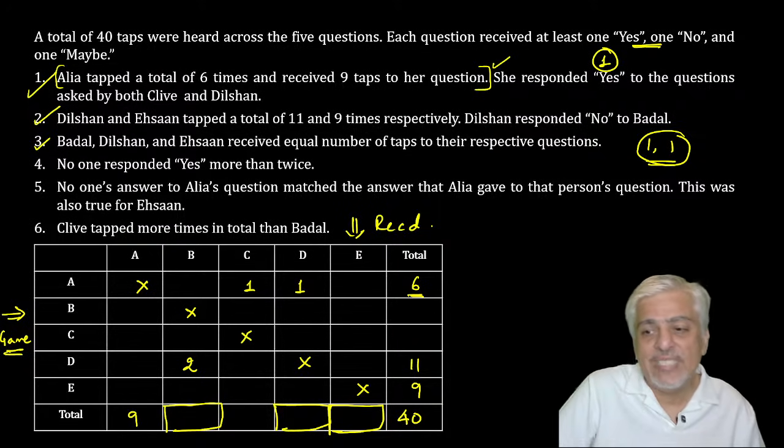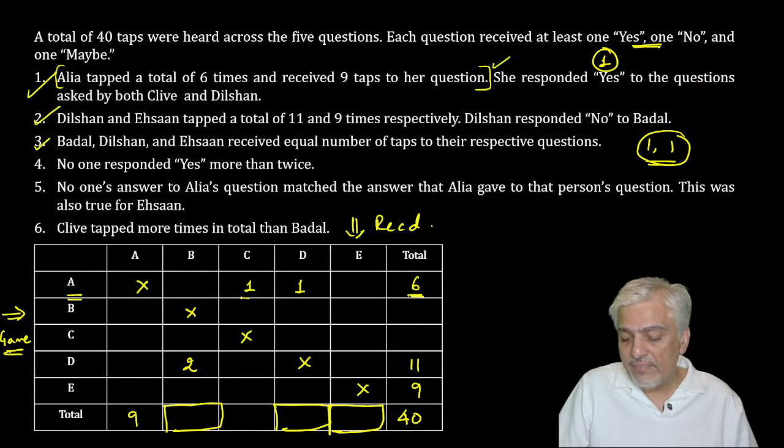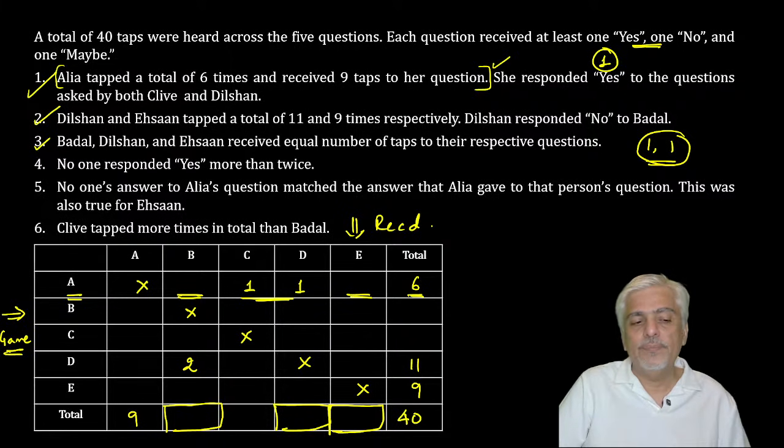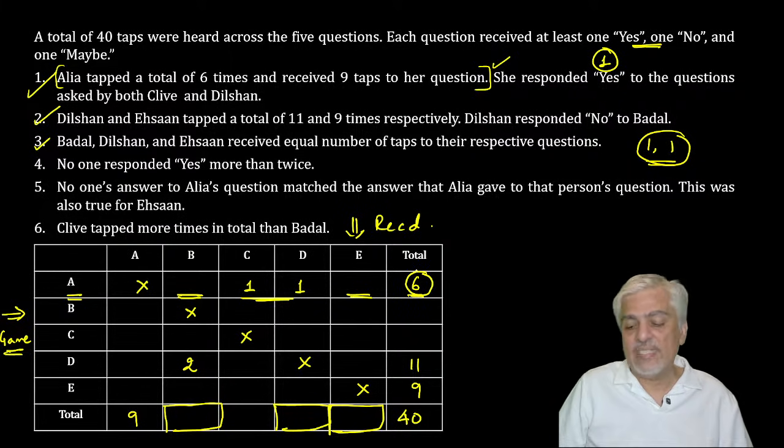Now everybody just pay attention back to A. A has already given 2 ones. A के दो और 2 blanks है. Can you all tell me what will come in those 2 blanks? A needs a total of 6. A has given total 6 taps.